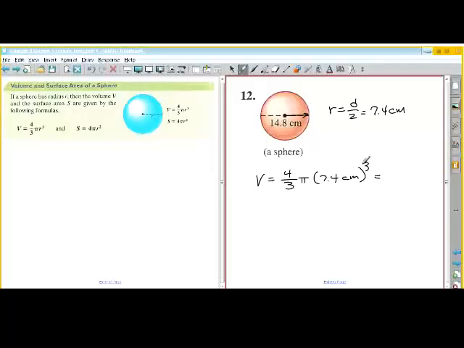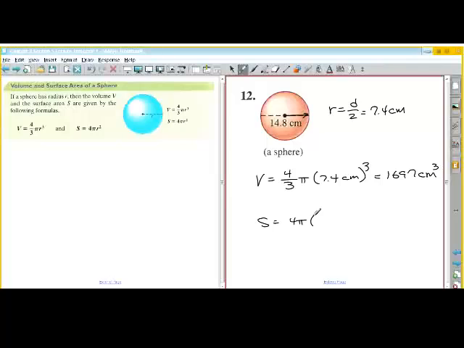So we get 4 divided by 3 times pi times 7.4 cubed. And I'll get 1,697 cubic centimeters. Now, you may say, well, I thought you said you should just leave pi in there. The only reason I did that is anytime you have a decimal, you might as well just multiply it out. If you have whole numbers, sometimes it's easier to leave it as some whole number times pi, but in this case, because the number was a decimal, I decided to just multiply it out anyway.